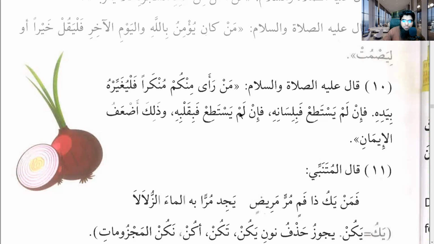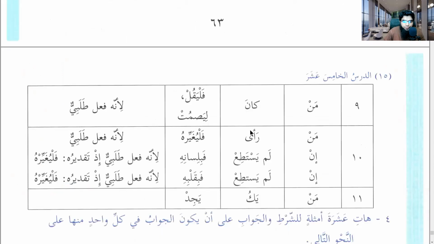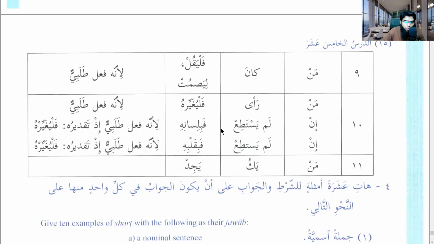So here, whoever sees a munkar, فَلْيُغَيِّرْهُ. This is the shart, and this is the jawab. فَإِن لَمْ يَسْتَطِعْ, and if he is unable to do that, فَبِلِسَانِهِ. Then why fa here in bilisanihi? Because it is estimated: he should change it with his tongue, فَلْيُغَيِّرْهُ بِلِسَانِهِ. This is also talabi again, so the Prophet ﷺ did not repeat it. The same for فَبِقَلْبِهِ: he should change it with his heart, or feel bad in his heart.